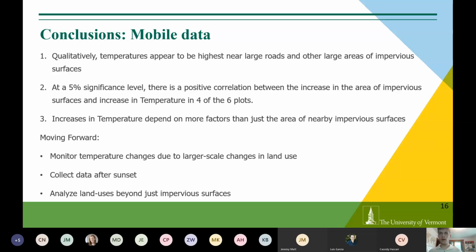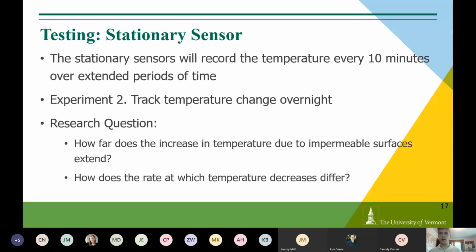So the increases in temperature also depend on more factors than just the area of nearby impervious surfaces. Moving forward, I'd like to monitor temperature changes due to larger scale changes in land use, because the 15-meter buffer showed the most accurate correlation with an increase in both the temperature and the area of impervious surfaces nearby. I'd like to collect data after sunset because that's when there's going to be larger changes, and analyze land uses beyond just impervious surfaces. So next I'm going to talk about testing with my stationary sensor.